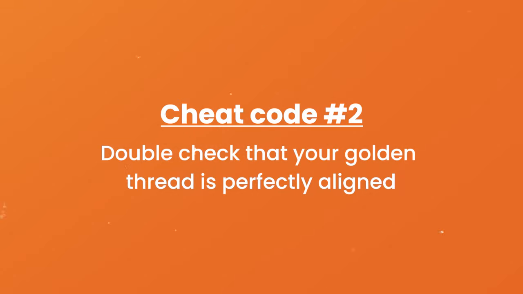So let's jump on to cheat code number two, and that is to double check that your golden thread is perfectly aligned. What does this mean? This sounds like some Grad Coach logo. Yeah, some golden threads. What are these about, and what does alignment look like?